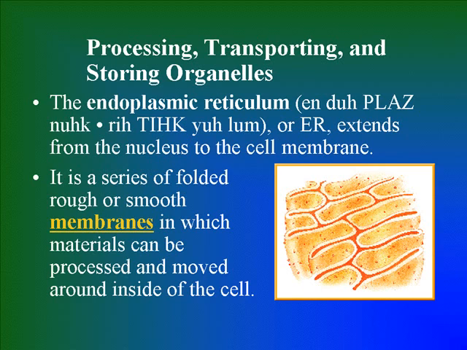Alright, so we also have to process, transport, and store things in the cell. So we have what's called the endoplasmic reticulum. I'll say that again, endoplasmic reticulum. Of course, we're going to shorten it and call it the ER, not the emergency room, but the ER for endoplasmic reticulum. And it's basically a highway as it extends from the nucleus to the cell membrane. So it goes from the center of the cell all the way out to the outer limits of the cell, that cell membrane. It's basically a bunch of folded, smooth or rough membranes. Some of them are rough, some of them are smooth. And basically it's a big old conveyor belt, and it processes and moves stuff around inside the cell.